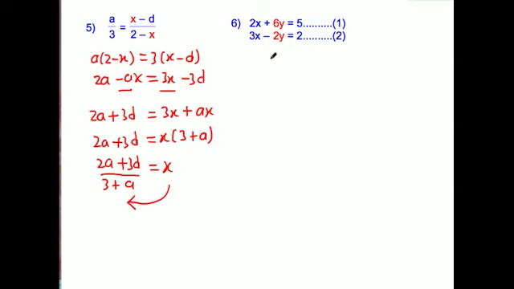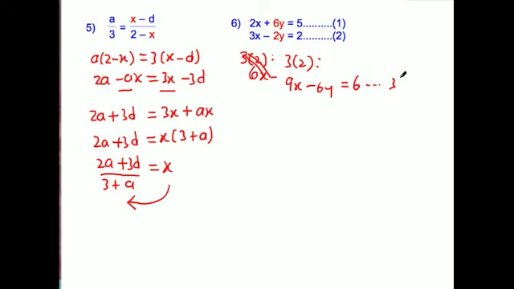In number 6, we have a simultaneous equation. We need to get rid of the terms in y. To do that, we need to create a 6y in the second equation by multiplying by 2. We get 6x. We need to multiply the second equation by 3, giving us 9x minus 6y equals to 6.